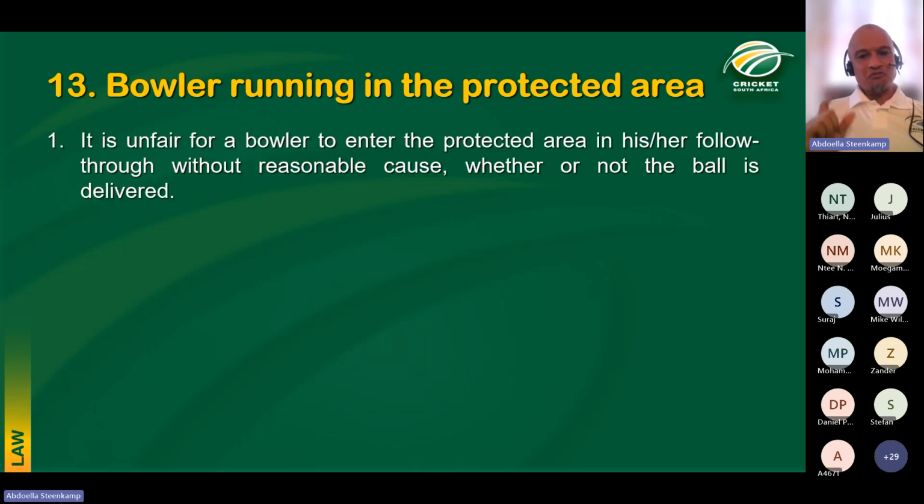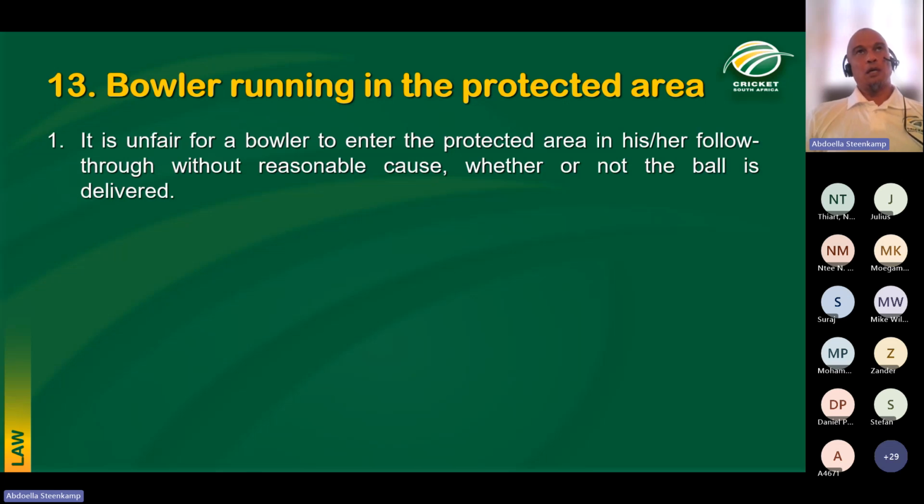So the law tells us it is unfair for the bowler to go in the protected area without reasonable cause. So what is a reasonable cause for the bowler to go in the protected area? I'll give you two examples. First is if the bowler needs to field the ball. Let's say a striker hits the ball straight back down the pitch, the bowler then wants to field the ball, dives, and by diving goes into the protected area. That is a good reason why the bowler ended up in the protected area. So the law allows for that.